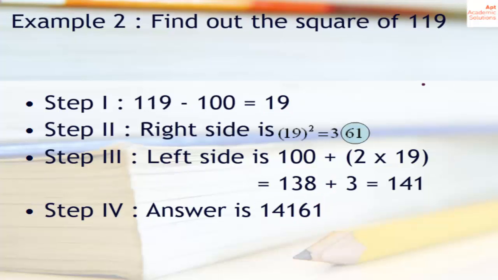Easy. Have a look at one more example. If you want to find the square of 119, again we will compare with 100. 19 is the surplus. So 19 square is going to be 361. So 61 is going to be the right hand side. For left hand side, what we have to do? Again, 100 plus 2 into 19, that is 38. So 138, and 3 is the carried forward. So this is 141. So 141 is going to be the left hand side. So that's it. 14161 is the answer.